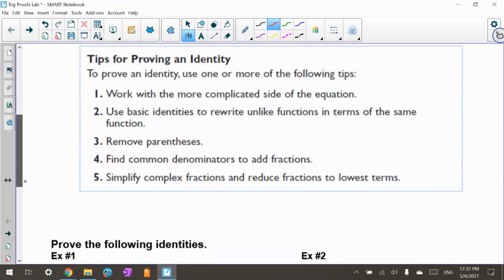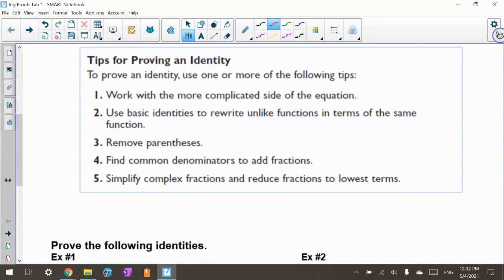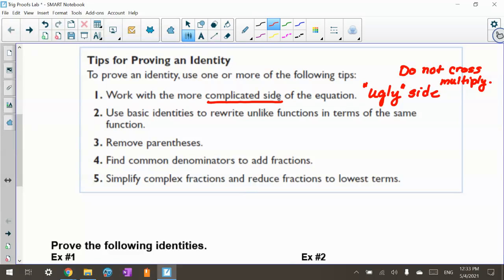Now, tips for proving the identities. The first thing is you're going to work with the more complicated side. I want you to look for what I call the ugly side. I use the word ugly a lot. It's the side that is more complicated. Do not cross multiply. You're going to take the more complicated side, and use identities and algebra to make the sides match.